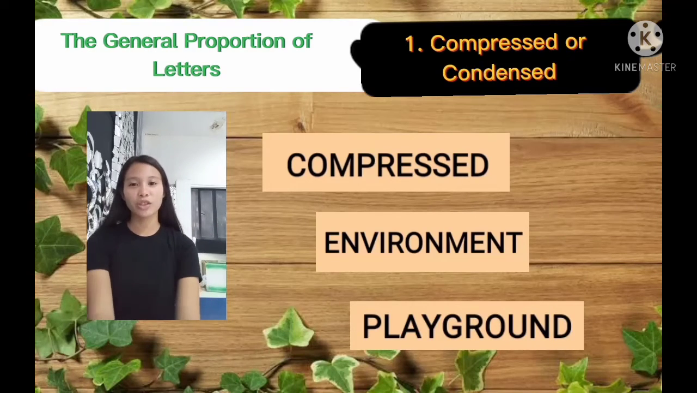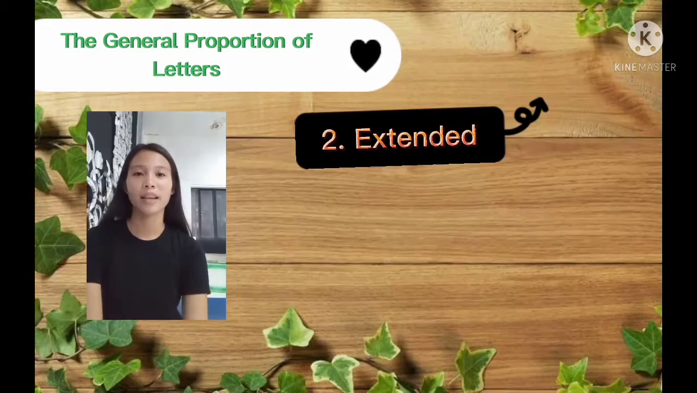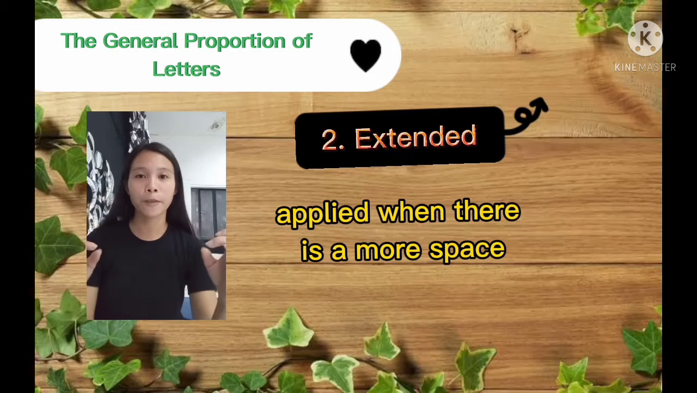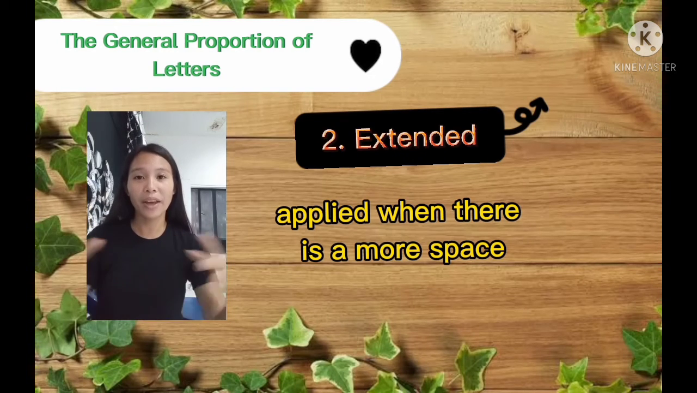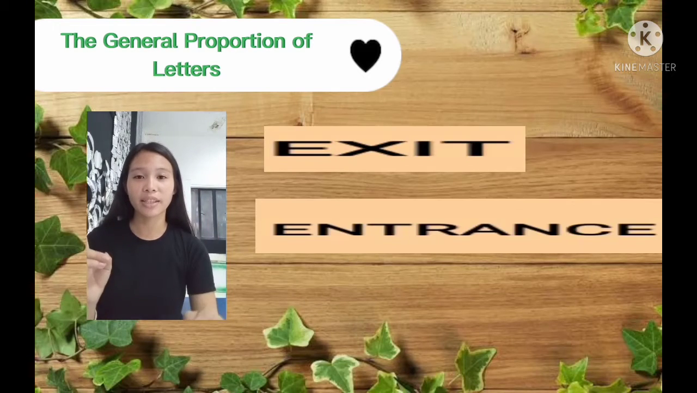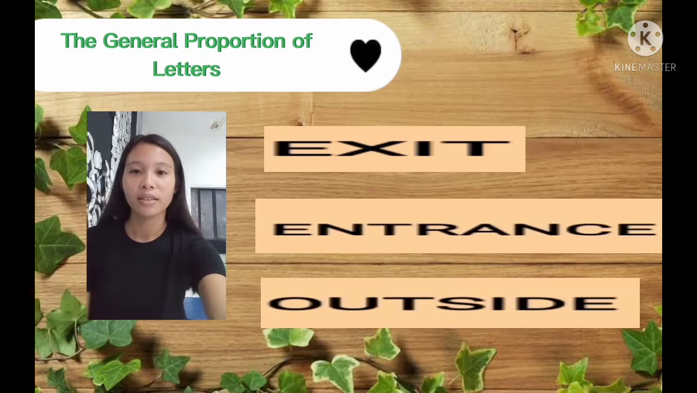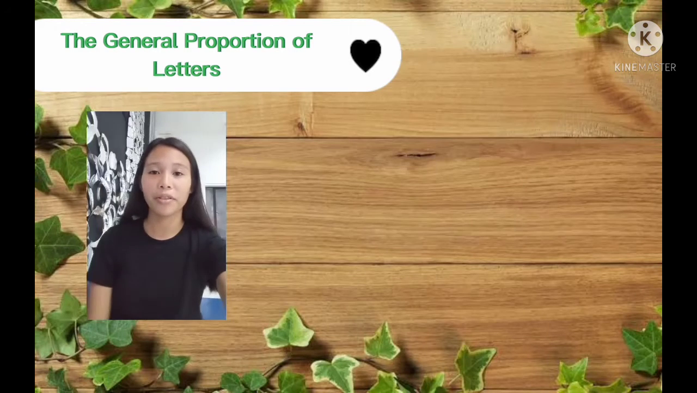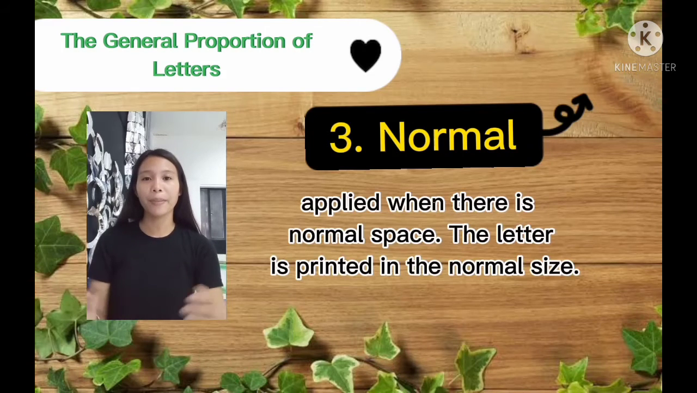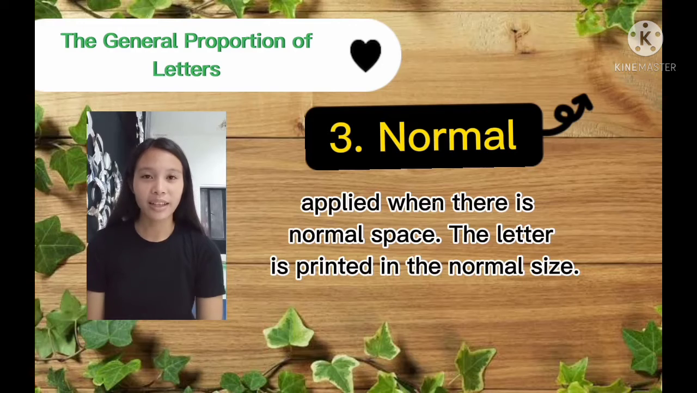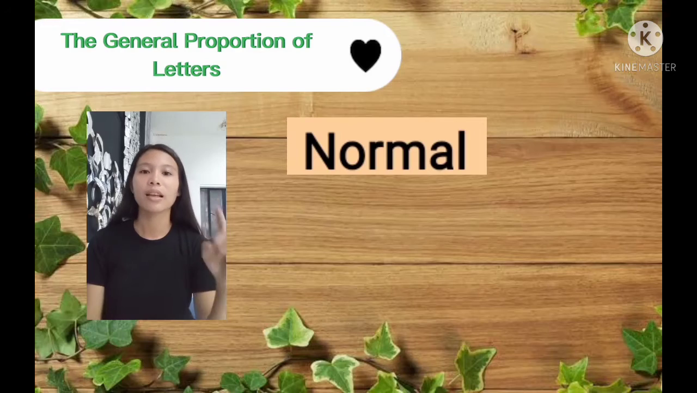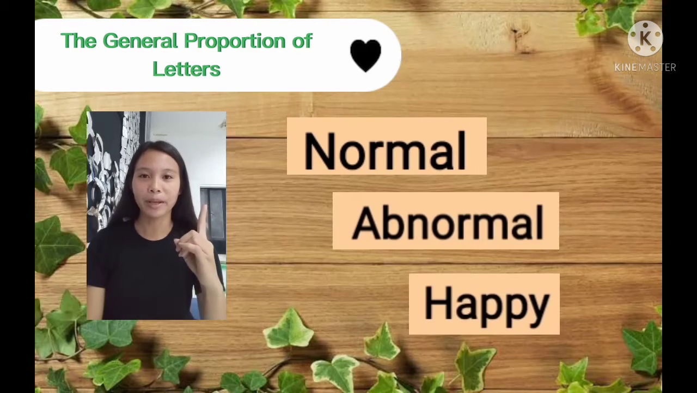So, let's proceed to number 2, extended. This proportion is applied when there is more space. The width of the letter is wider than the height. Examples: exit, entrance, and outside. Okay, so number 3, normal. This proportion is applied when there is normal space. The letter is printed in a normal size. Examples: normal, abnormal, and happy.